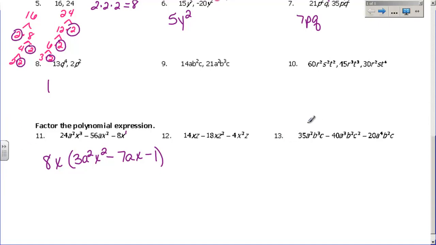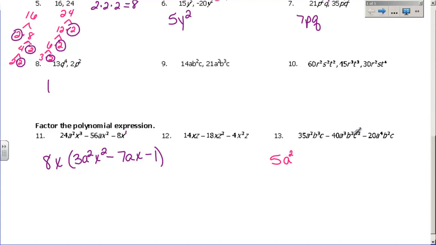Greatest common factor for 35, 40, and 20. They all happen to be multiples of 5, which tells me that my greatest common factor probably is also going to be a multiple of 5, and in this case, it's going to be 5. So my greatest common factor for the numbers is 5. Now let's do the variables. I have a squared, a to the third, and a to the fourth. The smallest exponent would be the a squared, so there's my GCF.